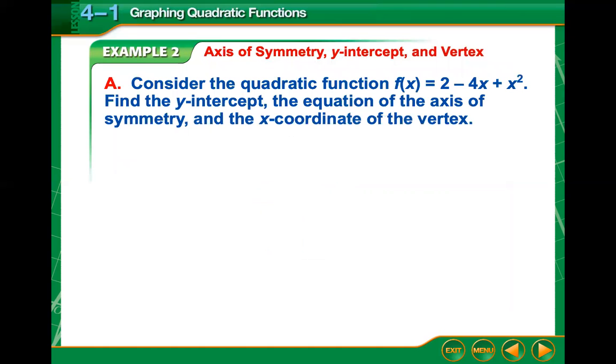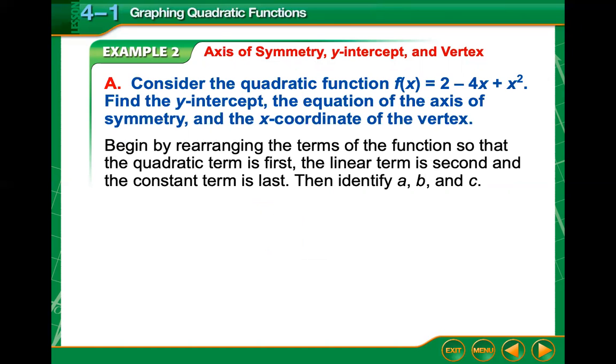So for example 2, consider the quadratic function f of x equals 2 minus 4x plus x squared. Find the y-intercept, the equation of the axis of symmetry, and the x-coordinate of the vertex.